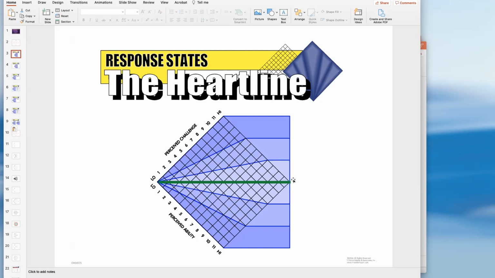And so while flow could involve something other than a perfect balance, the heartline involves only the perfect balance. You can be above it, you can be below it, but if you want to be on the heartline, you've got to be on the heartline. In our lingo, in our anatomy of the change grid, if you will. So that's what we're saying.